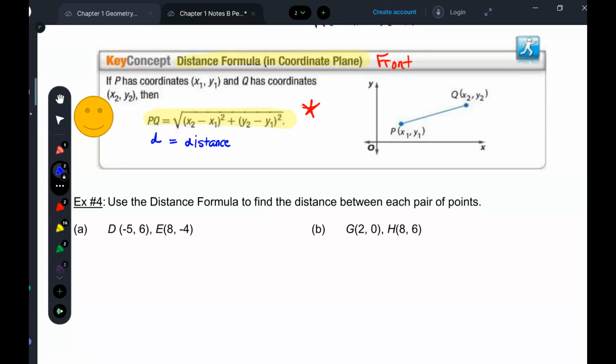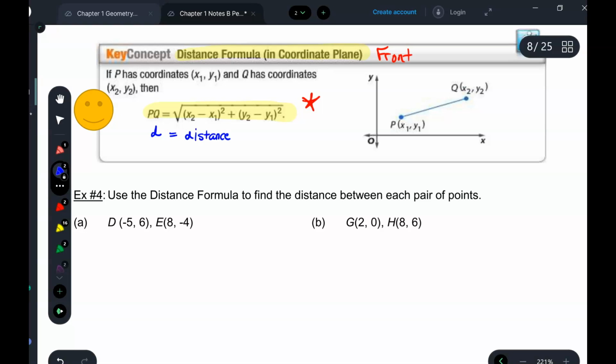This shouldn't be too hard. It's just plugging into a formula, and then we're going to simplify it. You need a minute for the flashcard? That's fine. I just want to make sure we have enough time to get through everything.